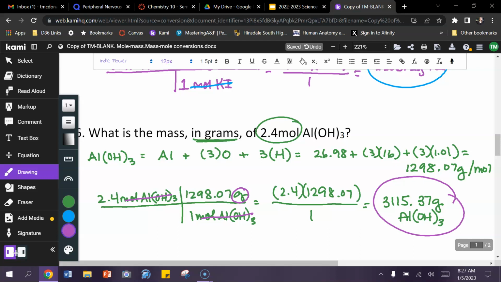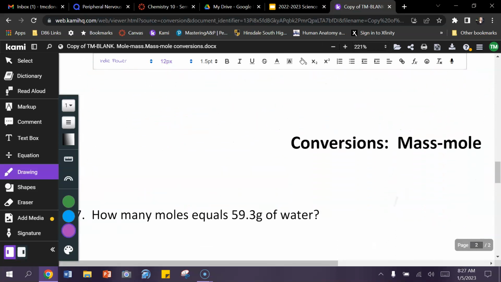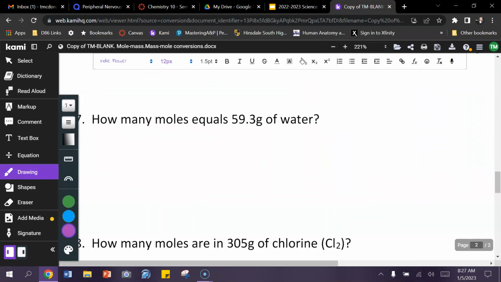Okay, so that's how we convert from moles to grams, because we're given moles and we're trying to find grams. On the next page, we're going in the opposite direction. Now we are given grams and we have to find moles. But once again, since we have grams in our problem, we need to find the molar mass of the compounds in question in the problem.